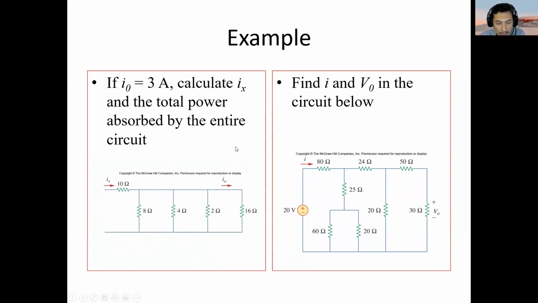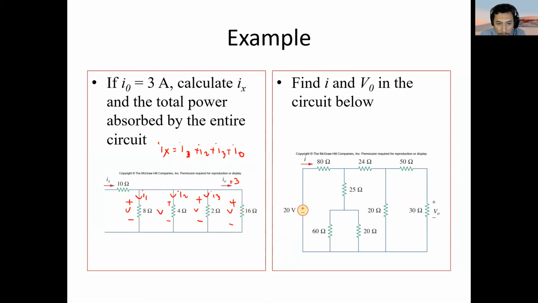Okay, so for parallel branch, you need to know that the voltage across this resistor are actually similar. So this one voltage is actually similar. Okay, so to get the current here, because you know Ix is equivalent to this one, maybe I1, I2, and I3, right? So it's actually the summation of I1, I2 plus I3 and plus IO. So the problem is how to get these I values. I0 has been given, which is 3 amperes.